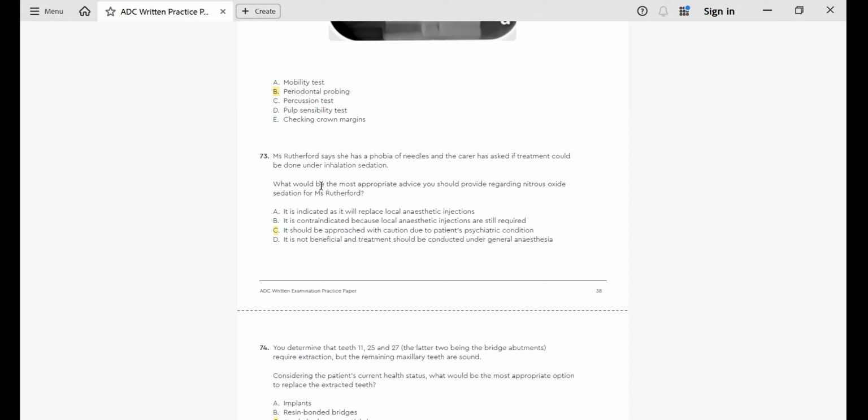Regarding nitrous oxide sedation for Miss Rutherford. So you say D, right? It is not beneficial and treatment should be conducted under general anesthesia. Not really. Why would you say it's not beneficial? It can be used for this patient, but with caution due to the patient's psychiatric condition, which means the caution can also include, after careful evaluation of the medical history, nitrous oxide sedation might not be used even. Understood?